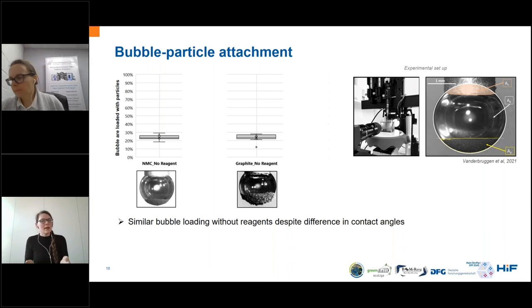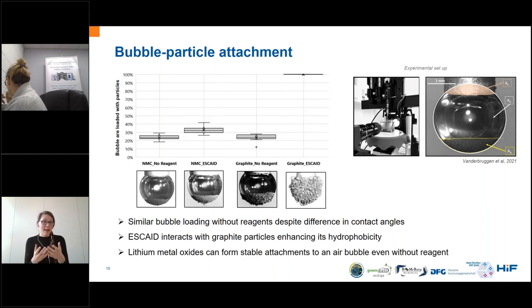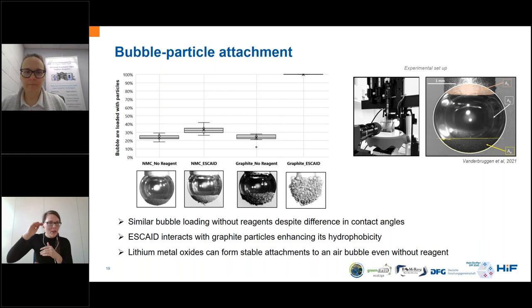But here, as I said, the good thing in our case is that we have a lot of reagents to play with. As soon as we add a selective reagent, in our case, Ascade, you can see that the NMC bubble loading is also increased by a bit, now a bit over 30%, but for the graphite, we increased to 100% bubble coverage. So here, the Ascade interacts with the graphite particles and really enhances the hydrophobicity. But of course, we have to be really cautious, because even though a lot of people are stating that the metal oxides are hydrophilic, they still form stable attachments to an air bubble, even without adding any kind of reagents.